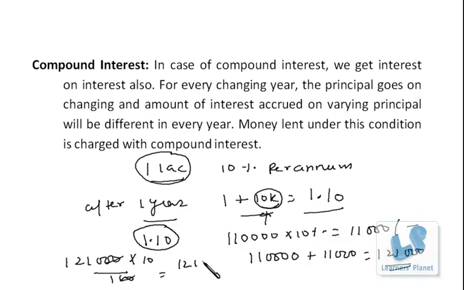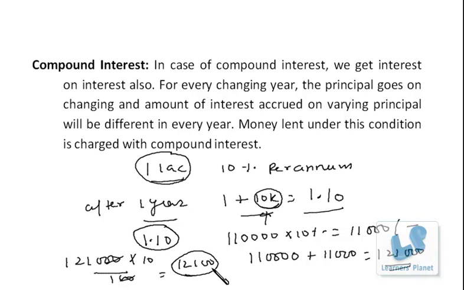Okay. That means for the third year, I'll be paying the interest as 12,100. Okay. And after completion of the third year, I have to return this 1,21,000 plus 12,100. Okay. So the sequence will go on.